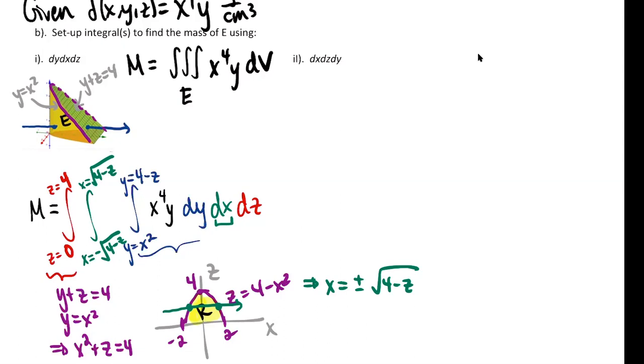Okay, so why don't you go ahead now and put this on pause, and I want you to try to redo this with a different ordering, dx, dz, dy, to see if you have been able to visualize this.